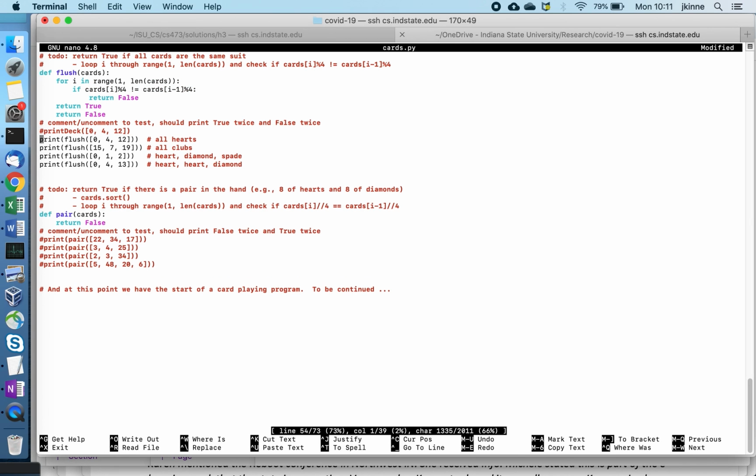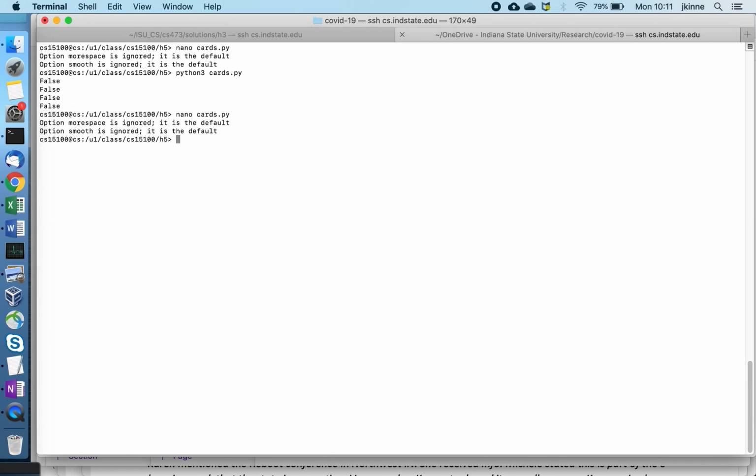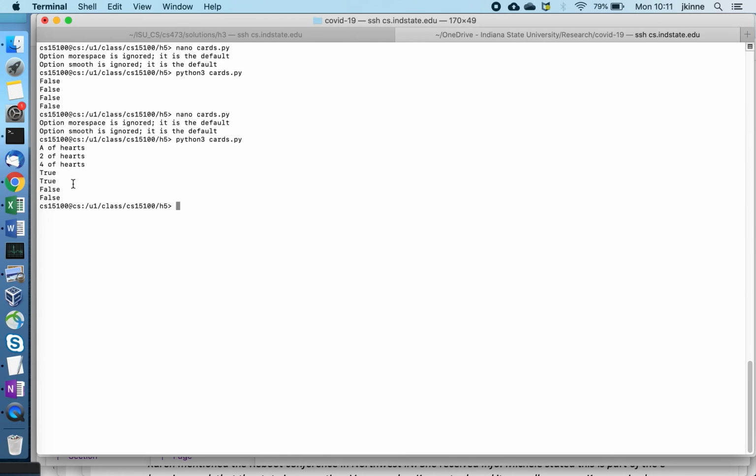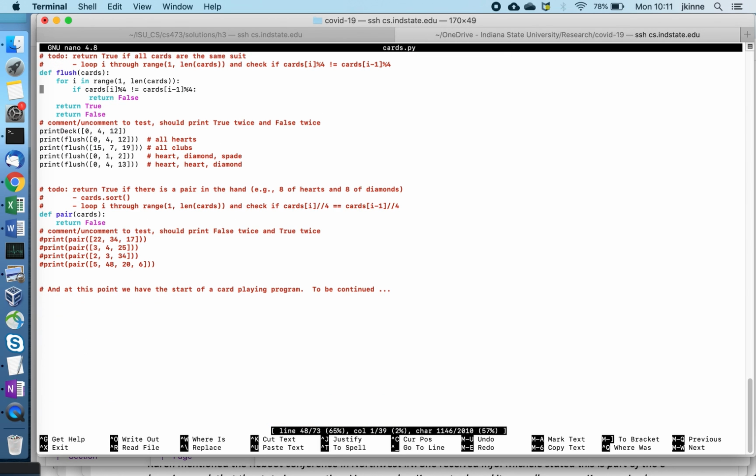And I could run my code, and I should see a true, true, false, false. I'm also going to print the deck of the first example. So ace, 2, 4, is that what I thought it was? Ace of hearts, 2 of hearts, 4 of hearts, and I got a true, true, false, false as I thought. So you would want to try out other examples as well.